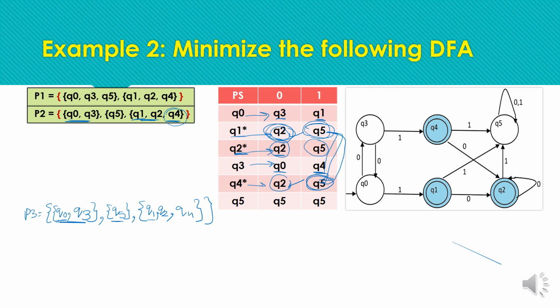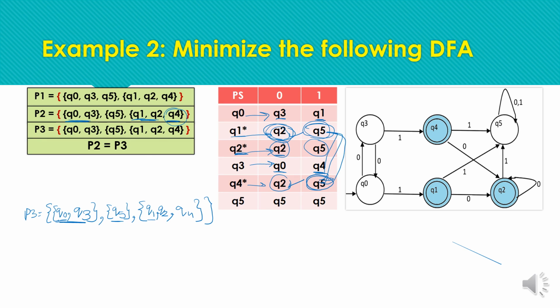So the third partition is the same as partition 2. Here we can stop the process, as the last two partitions are the same. The resulting minimized DFA will have 3 states: Q0 and Q3 represent a single set, acting as one state in the minimized DFA. Q5 is a single state, and Q1, Q2 and Q4 form a single state. So the minimized DFA has only 3 states instead of these 6 states.